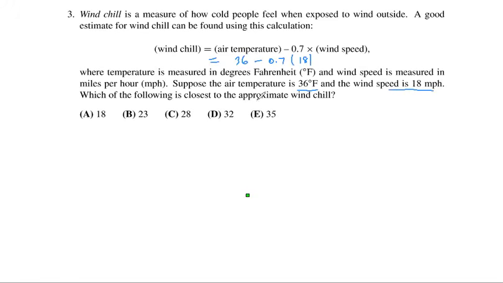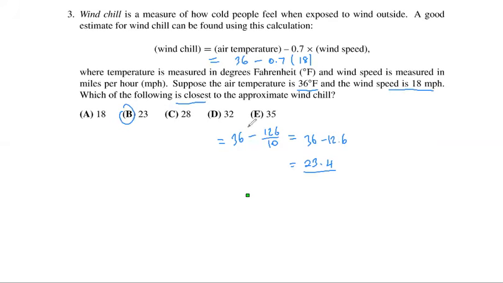We don't have any calculator here, so I'm going to try this. It's 7/10, if you like to write it. So 7 times 18: 7 times 10 is 70, 7 times 8 is 56, so 70 plus 56 is 126. So you can write 126/10, which is not too bad. So 36 minus 12.6. If you subtract 12 from this, you get 24, and if you subtract 0.6 as well, you get 23.4, I guess. Then we are looking for the closest choice. It's close to 23, which is choice B.